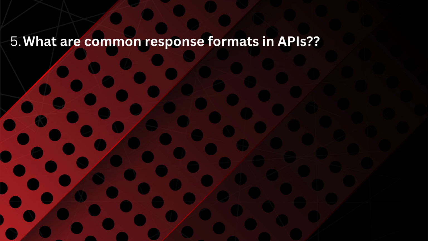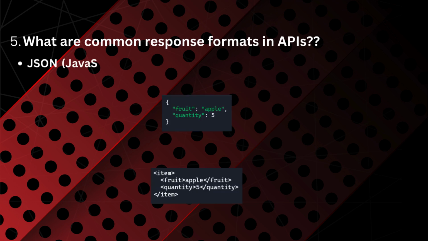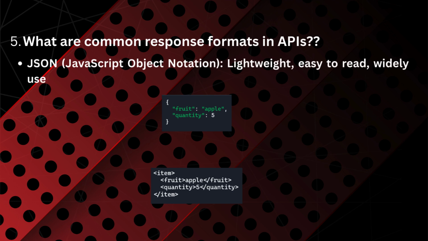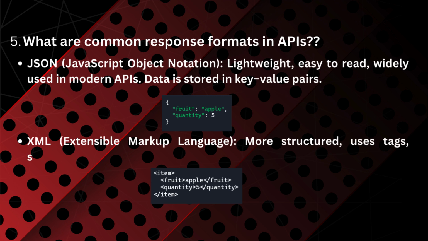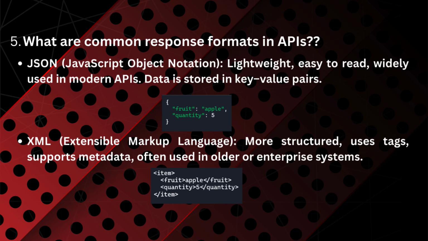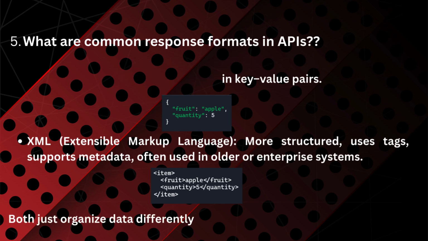Number 5. What are common response formats in APIs? JSON, JavaScript Object Notation, lightweight, easy to read, widely used in modern APIs. Data is stored in key-value pairs. XML, Extensible Markup Language, more structured, uses tags, supports metadata, often used in older or enterprise systems. Both just organize data differently.